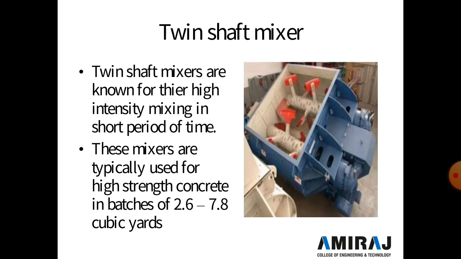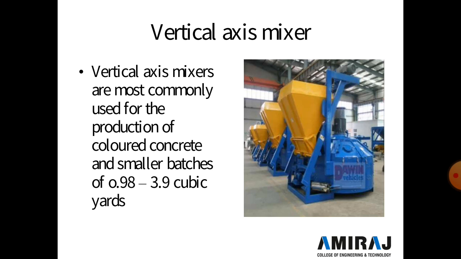So here the mixing capacity of the concrete is a maximum. And the second type of mixer is the vertical axis mixer. So here see this vertical bucket is provided and a mixer machine is provided.